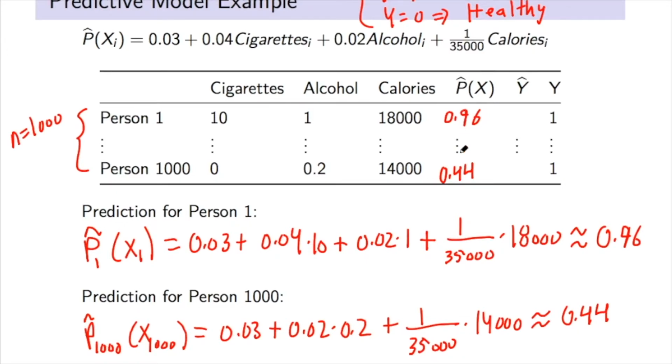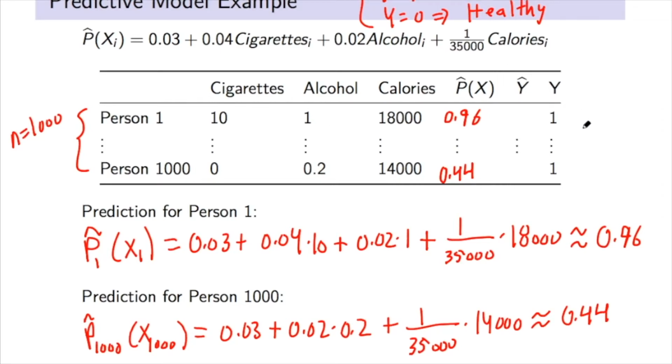Now, using these probabilities, we need to make a prediction. Right now, we just have a number between 0 and 1, which is the probability. We haven't actually made a prediction on whether the person is healthy or unhealthy. And our prediction is going to be y hat.